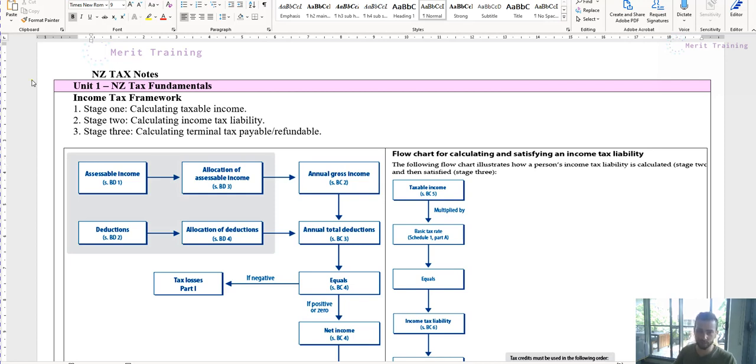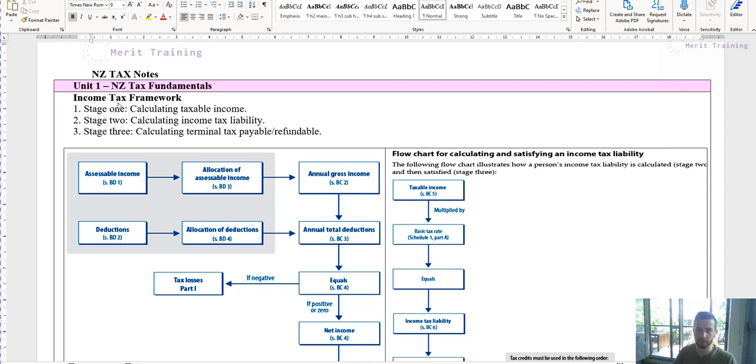So Unit 1 is about tax fundamentals of New Zealand, so it's a bit of a general overview, giving context as to how the tax system works and generally how assessable income, deductions, tax credits, things like that work.